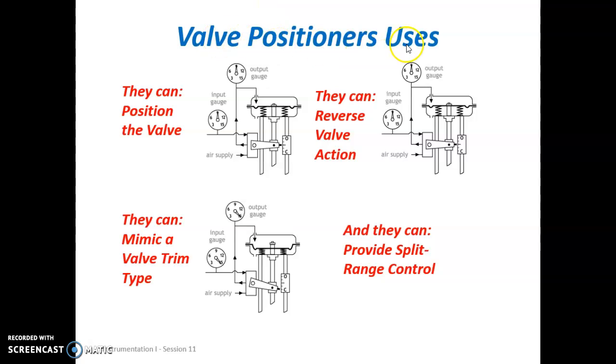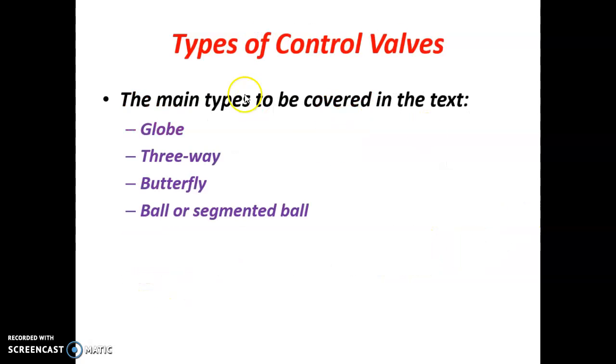Then we have valve positioners. A valve positioner is used to position the valve. It can be used to give reverse valve action, and it can mimic a valve trim type. And they can also be used to provide split range control. There are different types of control valves. That's what we're going to be covering next in the text.